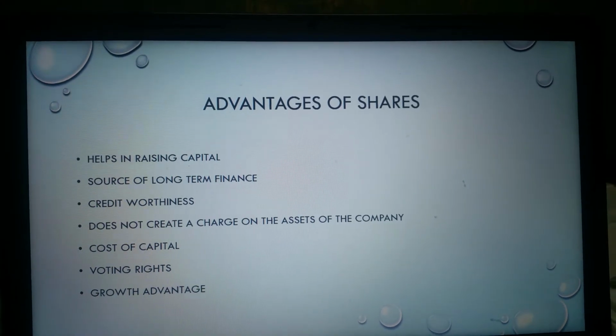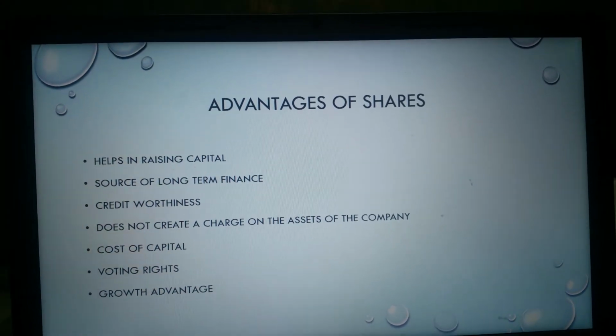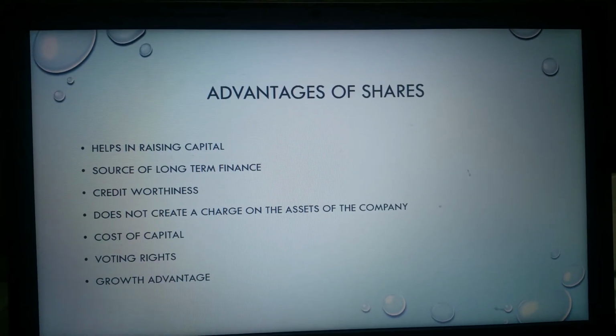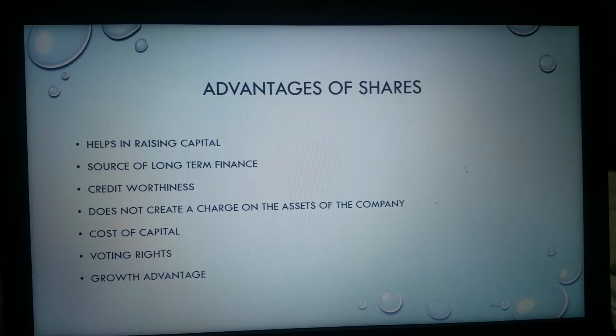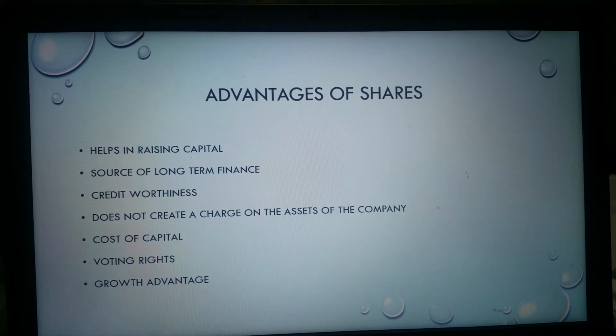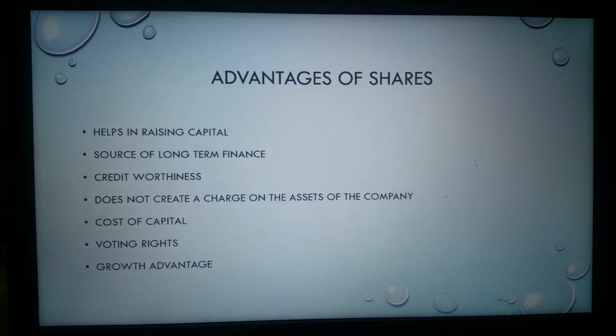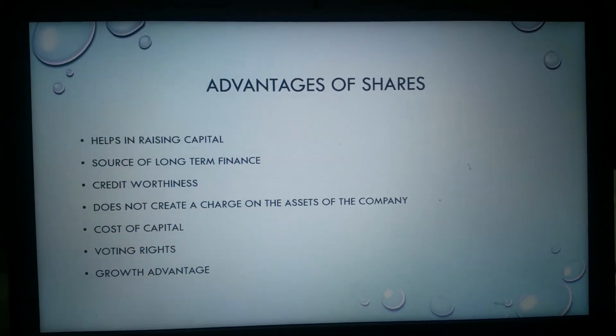Even after earning sufficient profits, sometimes the management of the company may decide to give a lesser amount of dividend so that the remaining profit can be utilized again for the growth prospects of the company.